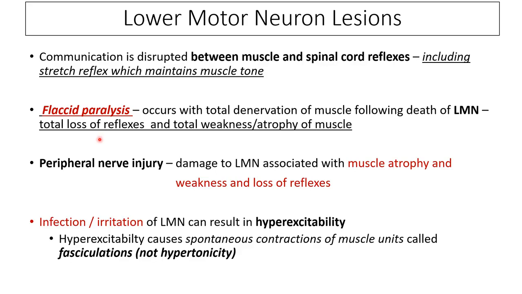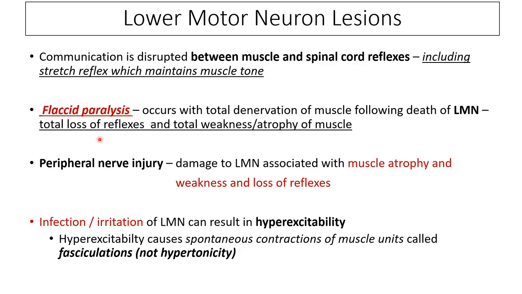Didn't mention this on the last slide, but if you were to actually cut the spinal cord right through and you have a complete upper motor neuron denervation of voluntary muscles, it would result in a spastic paralysis.